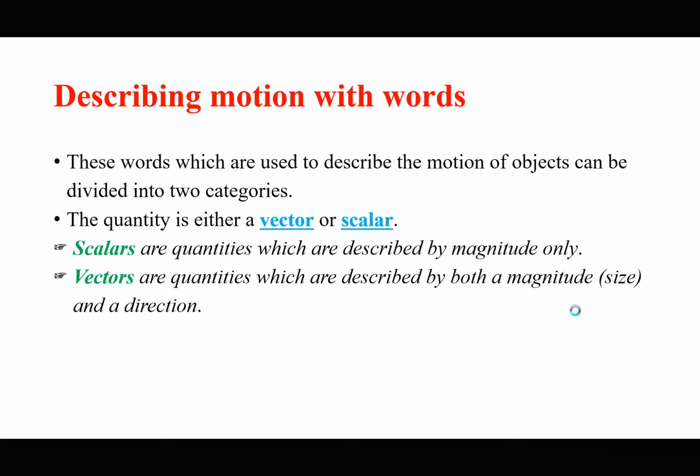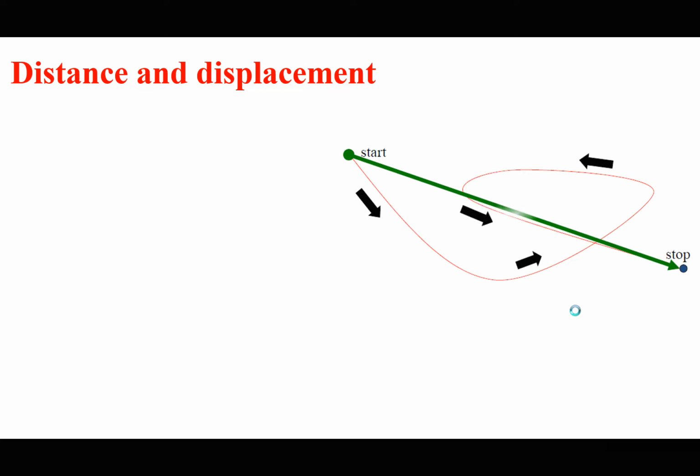So let's begin with the first words that we shall use to describe motion so that we understand the difference between the two before we use them later on. So let's talk about distance and displacement. Of course, these are the same concepts you knew right from GCSE, and we're just revisiting them. What is the difference between displacement and distance? We're going to consider the motion of an object from a point which has been labeled start up to a point which has been labeled stop.